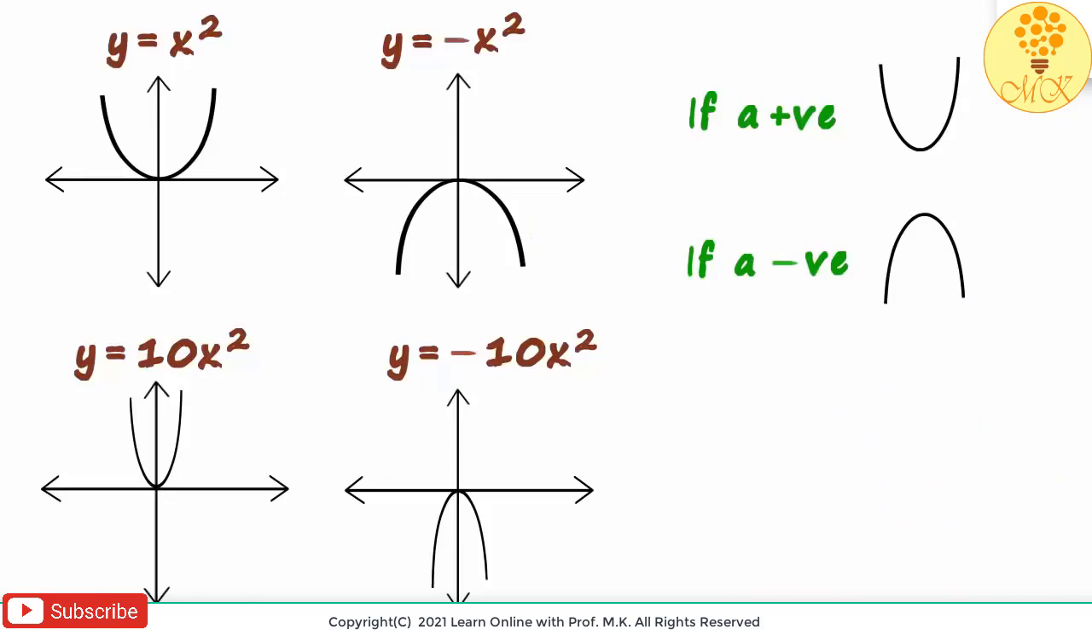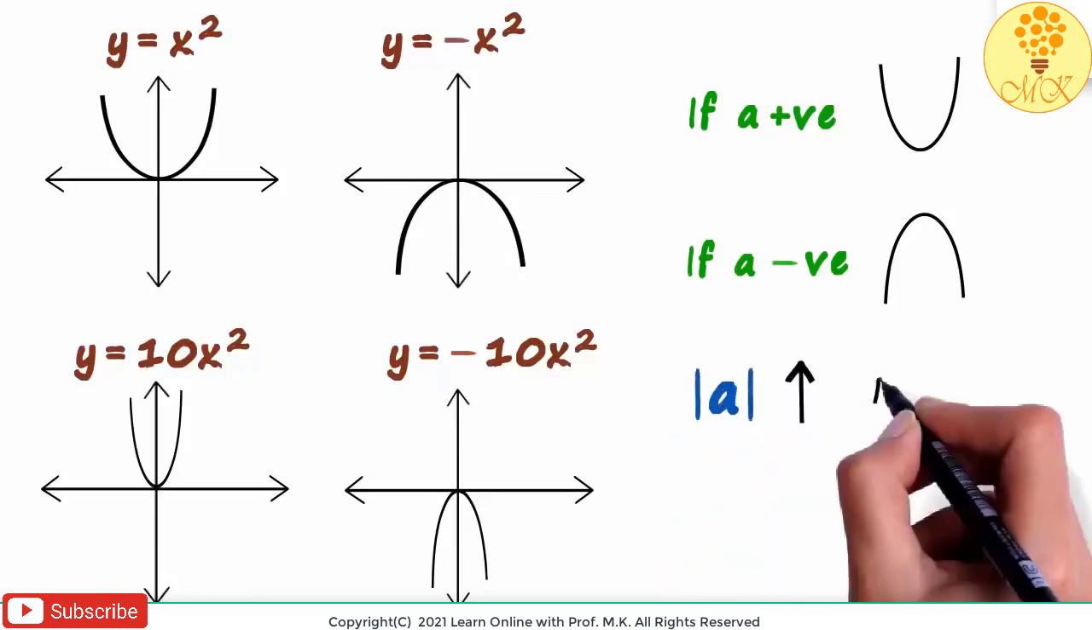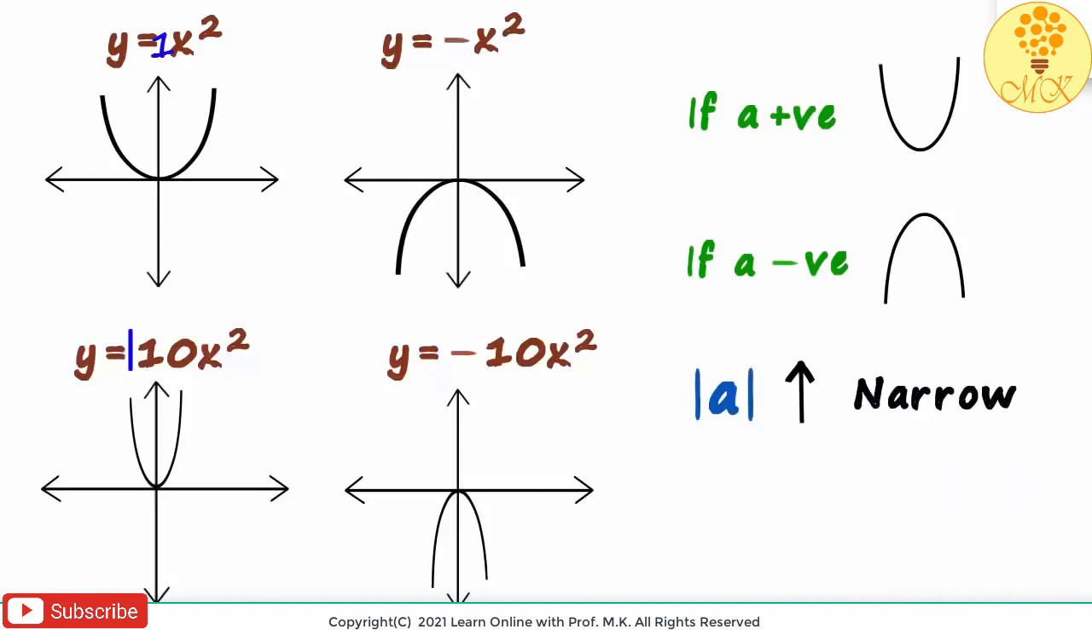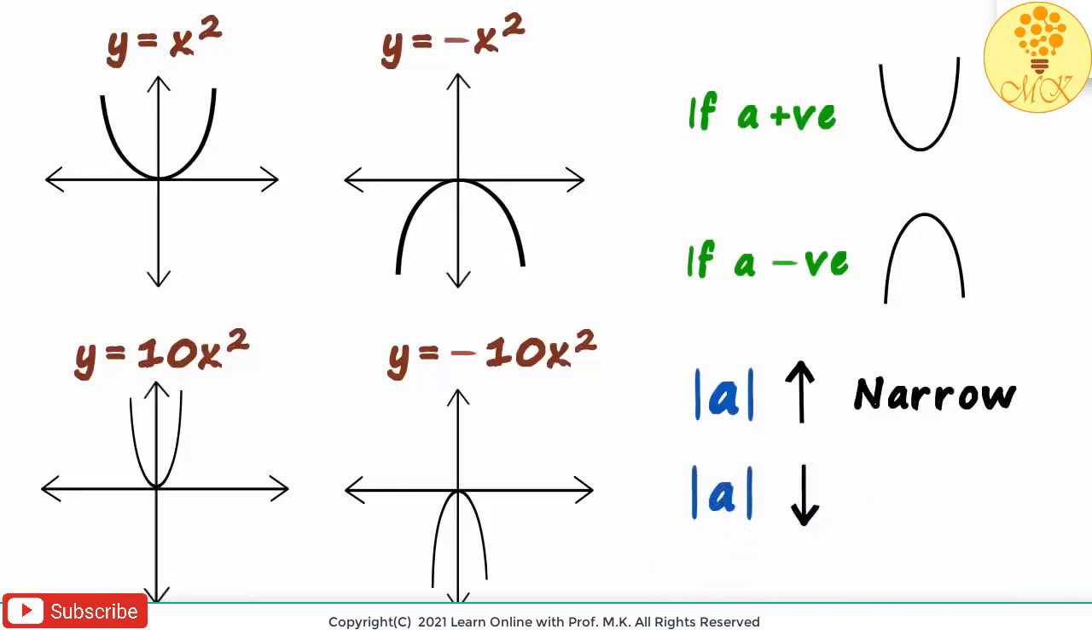There's another thing we can derive looking at these graphs. When the absolute value of a increases, the curve gets narrower. 1 became 10 and we saw that the curve got narrower. And we can say that if the absolute value of a reduces, then the curve will get wider. 10 to 1 and the curve got wider. So no matter what quadratic function you face, you should easily be able to draw or interpret its graph.